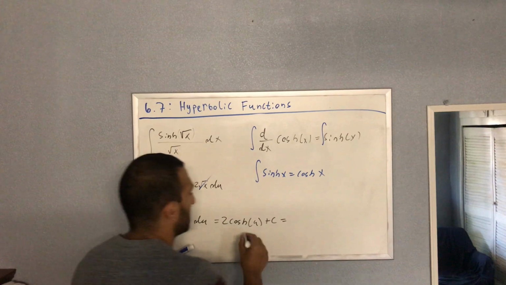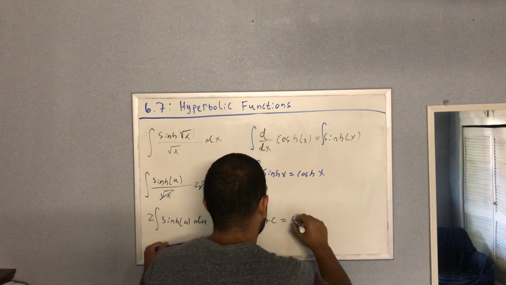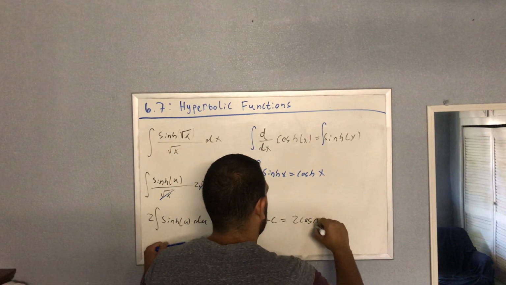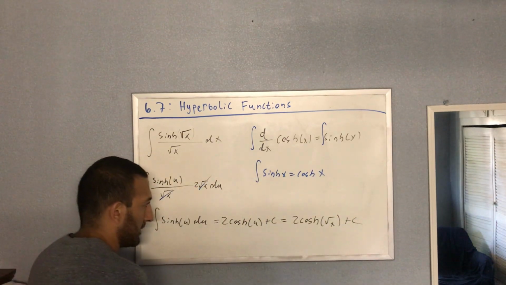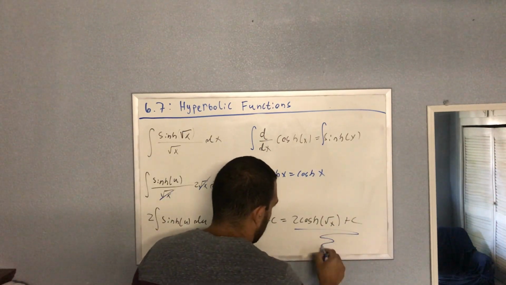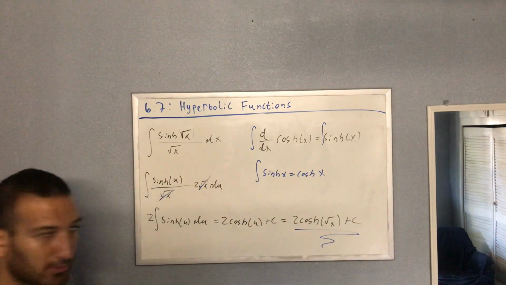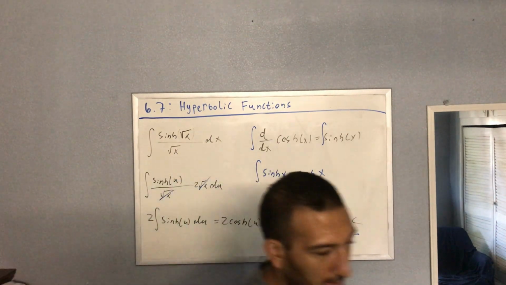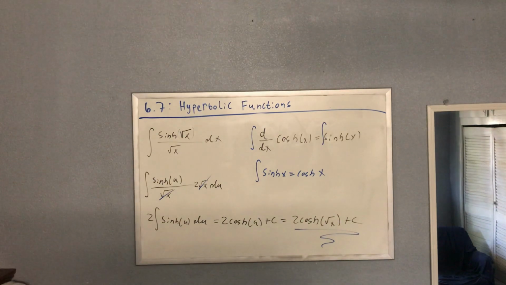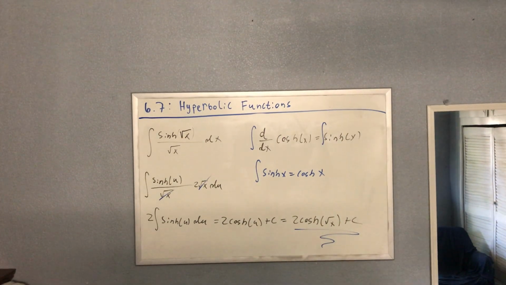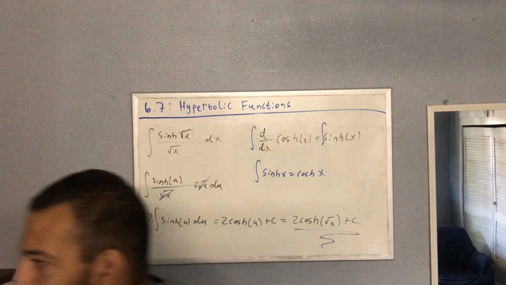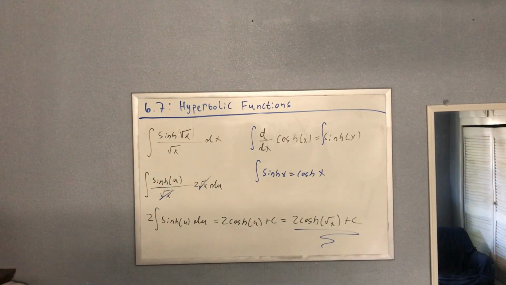And then when we substitute, remember u was root x. Cosh of root x, and that's our final answer. Okay, so that's pretty neat. And let's just keep trekking on. Let's just keep doing this.